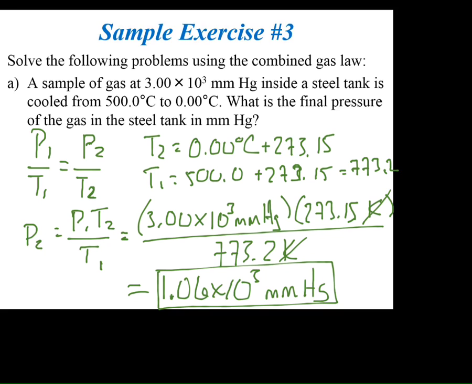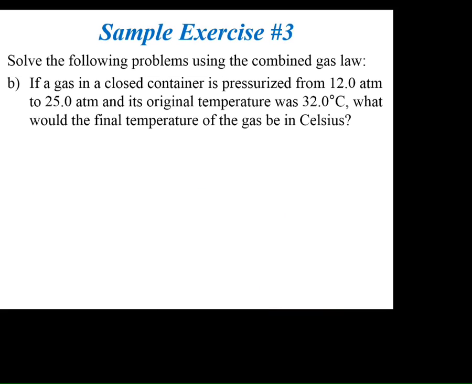Okay, let's try one more of these. Your turn. Try number 3. If you have a gas in a closed container, it's pressurized from 12 atmospheres up to 25 atmospheres. It was originally at 32 Celsius. What's the new temperature in Celsius? Notice it wants it in Celsius. So I have to do a little converting here. Don't forget, put it in Celsius. Put it back into Celsius.